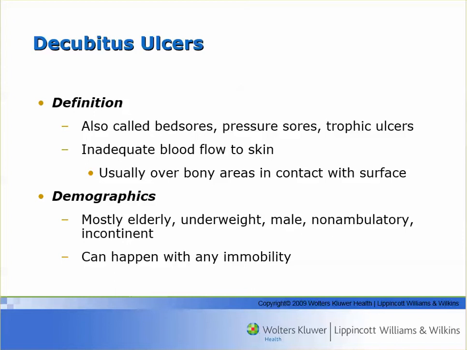It opens up. The bony prominences are things like your heels, the sacrum, ischial tuberosities, the greater trochanters, elbows, scapula, and it's got to be prolonged pressure. So it normally happens to elderly, underweight, non-ambulatory, and incontinent people. But any immobility, like sitting in a wheelchair continuously, can lead to pressure ulcers on the ischial tuberosity. Lots of people in nursing homes get them. People with diabetes get them in their feet.